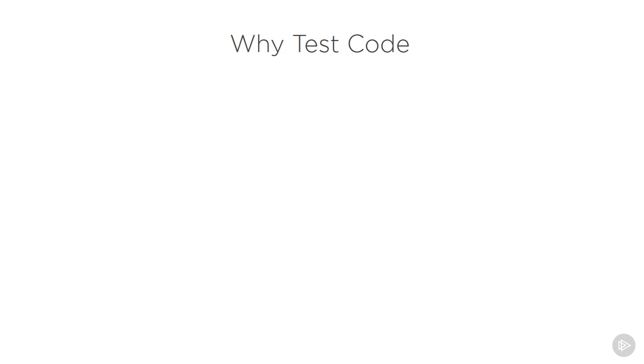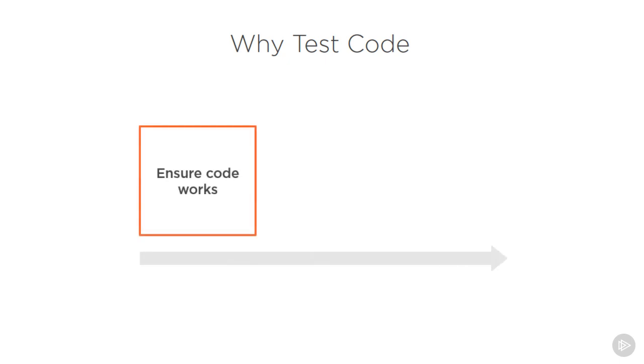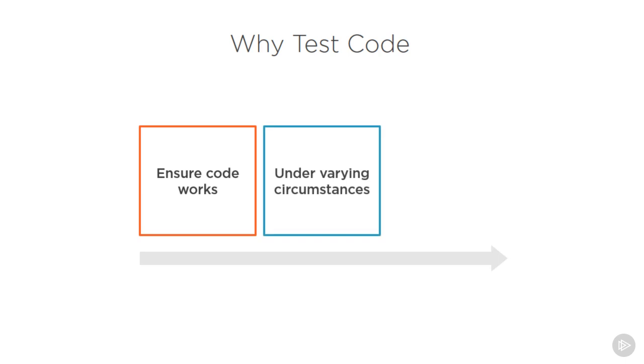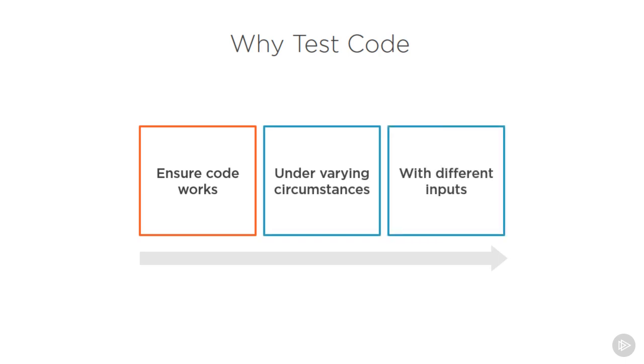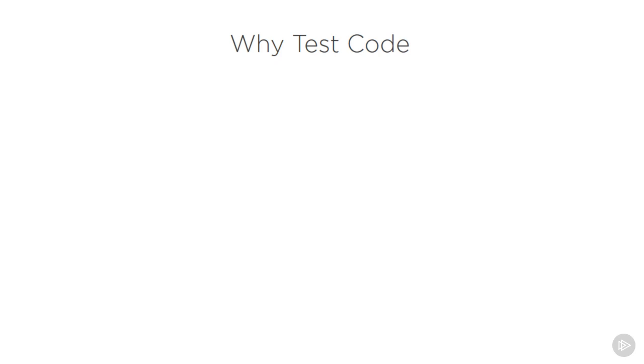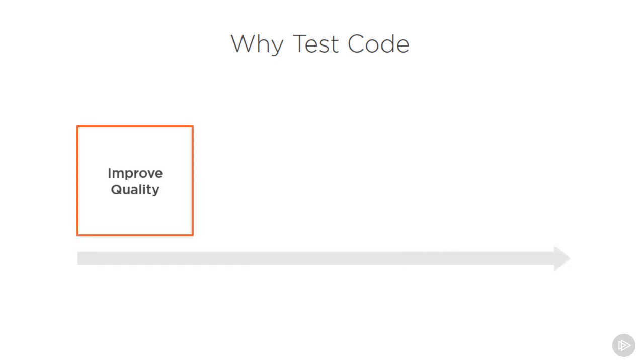Now that we know what we're going to do, why do we want to do this? Well, the reason why we test code is to ensure that that code works. Not only works the way you tested, but under varying circumstances with different inputs coming in. These are the things that you need to test to make sure that your code is going to work regardless of what your users are going to throw at you. We also test our code to improve the quality.